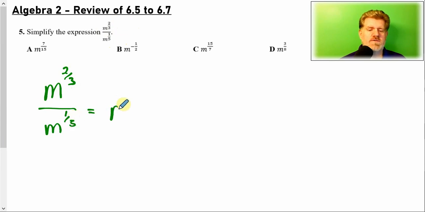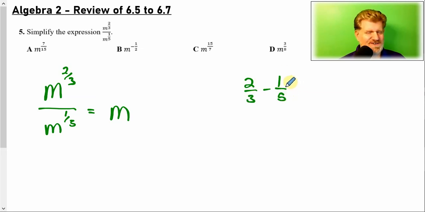Well, that equals m to the something. That something is whatever 2/3 minus 1/5 is. Now, if you got a calculator, you can throw it in there, I guess. But if you don't have a calculator, then how do you subtract fractions?